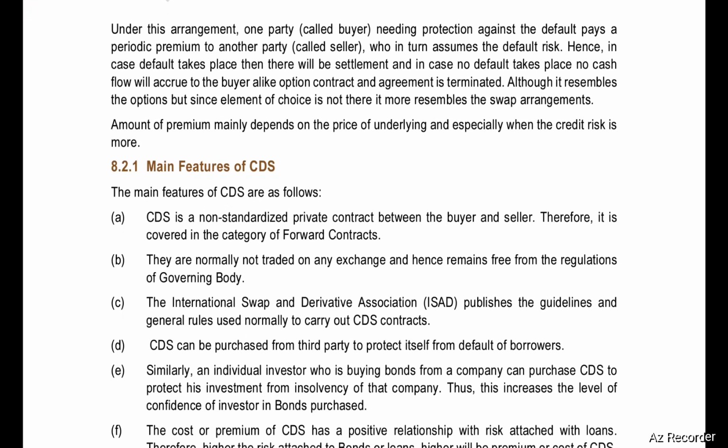Under this arrangement, one party, called buyer, needing protection against the default, pays a periodic premium to another party, called seller, who in turn assumes the default risk. Hence, in case default takes place, then there will be settlement, and in case no default takes place, no cash flow will accrue to the buyer. Like an option contract, an agreement is terminated.